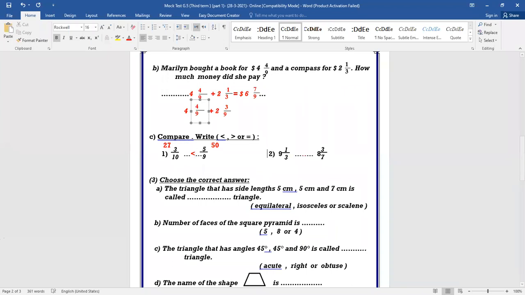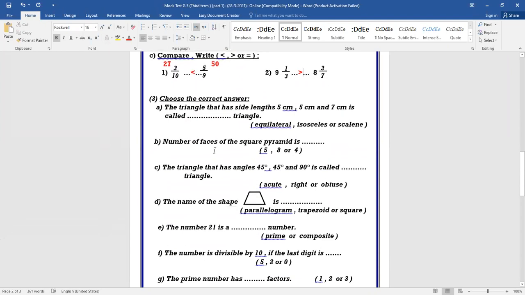The next one: 9 and 1 out of 3, and 8 and 3 out of 7. Here, everyone, the two whole numbers are different. One of them is 9 and the other is 8. Then 9 is more. Thank you.